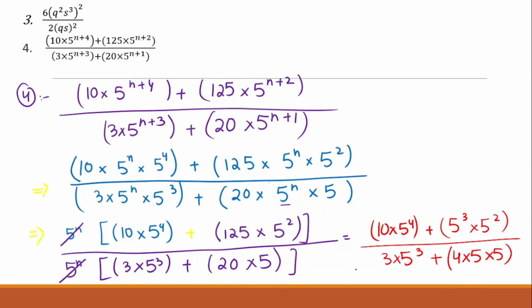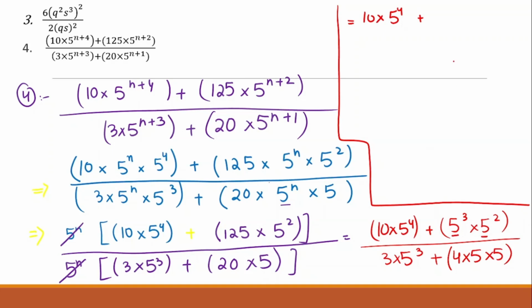Okay, now I am writing the next step here, on the top. So 10 multiplied by 5 to the power 4 plus, now you can add the powers. So 5 to the power 3 plus 2, 3 plus 2 is 5, so I can just write 5 here, divided by 3 multiplied by 5 to the power cube, it is as it is, plus 4 multiplied by, this is 5 multiplied by 5, so I can write 5 to the power square, because both are the same thing. 5 multiplied by 5 is 25 and 5 square is also 25.